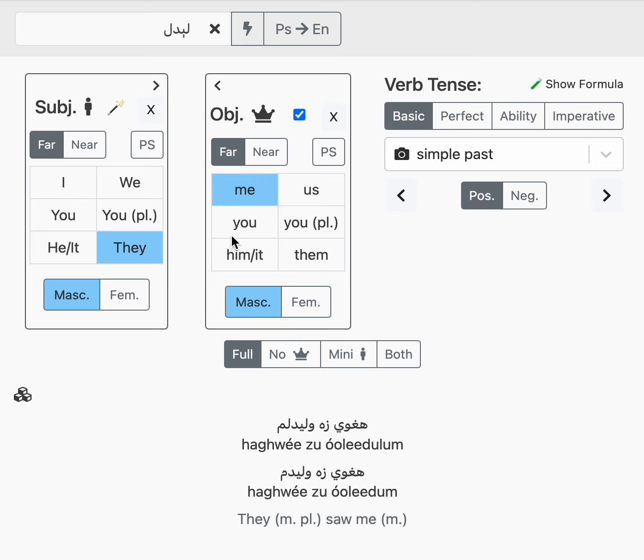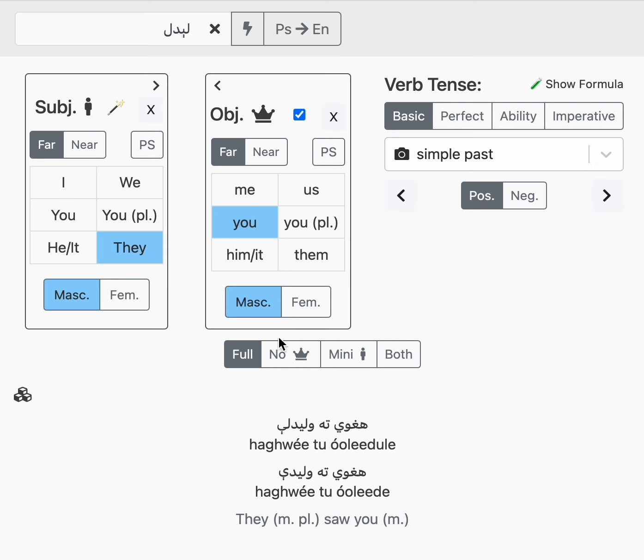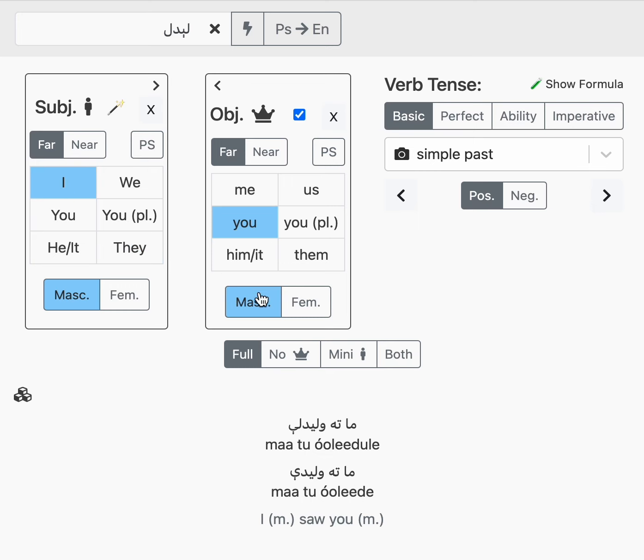So if I say they saw you, harwi tawulidale, or harwi tawulide. The object is the king of the sentence now. And this is really tricky for people who are learning Pashto, and this is what we call ergative alignment, to use a technical grammar term. So what's the other thing we're noticing here? If I say, let's say, I saw you, ma ta wulidale.